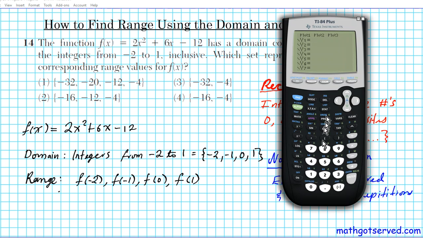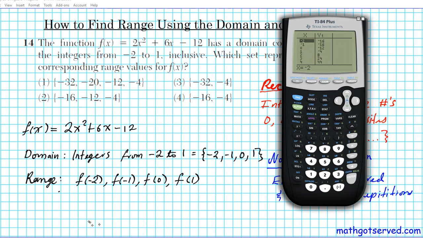computation process. Okay? So for y1, we're going to put in the function 2x squared plus 6x minus 12. Enter. So we just need the values from -2 to 1, so we can go to table setup. It tells us where to start from. So table start, let's start from -2, and it will be increasing by 1. Since we're going by integers, increase by 1. Okay? Enter. So let's see what the table looks like. This is what the table looks like. So -2 is -16, -1 is -16, 0 is -12, 1 is -4.